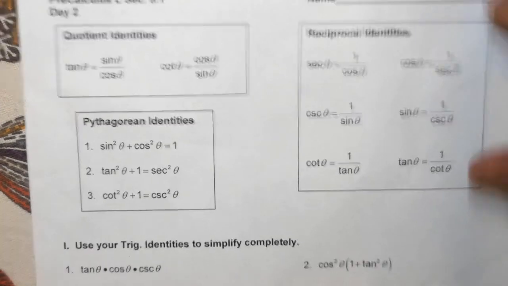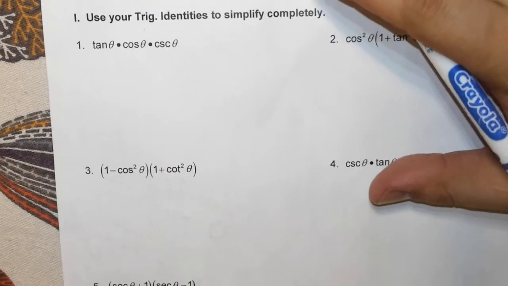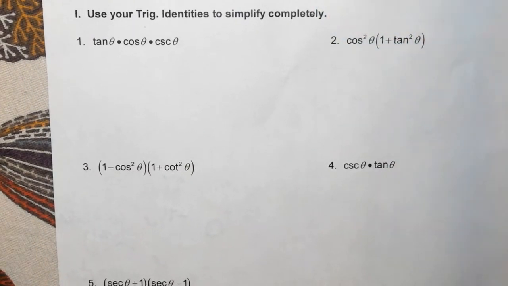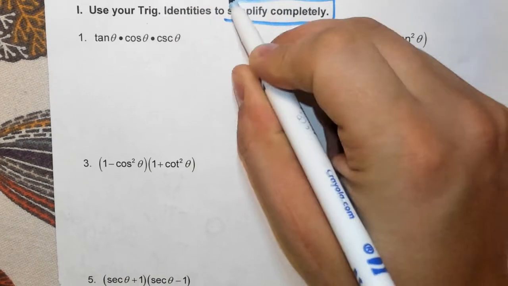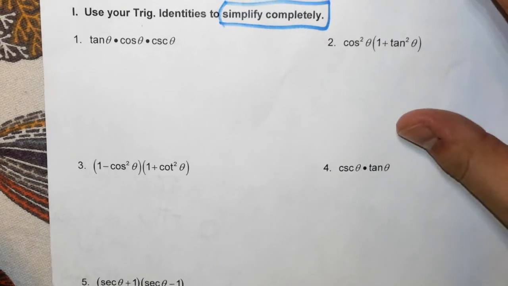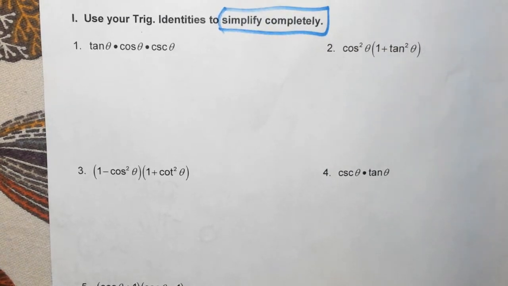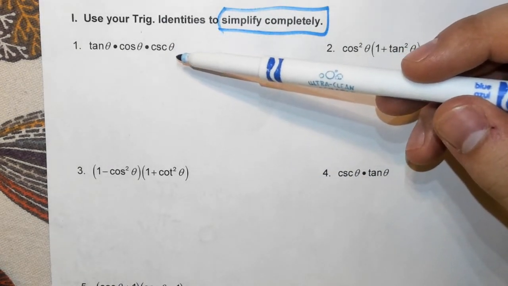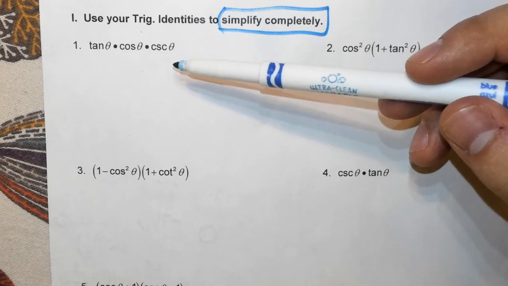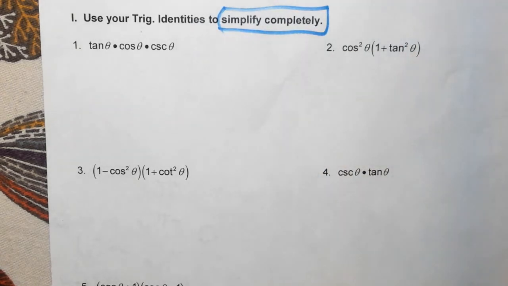So no better way than just to jump right in. So over here we've got, it says use your trig identities to simplify completely. Okay, that is very vague, and I know. Like, when am I done, right? So here's the process. When you got something like this, you're looking at number 1. Change it to sines and cosines. Literally just do your best to change it to sines and cosines, and then go from there. Things will start to cancel, you'll notice patterns, and life is good.